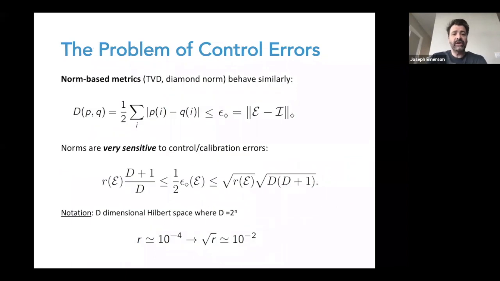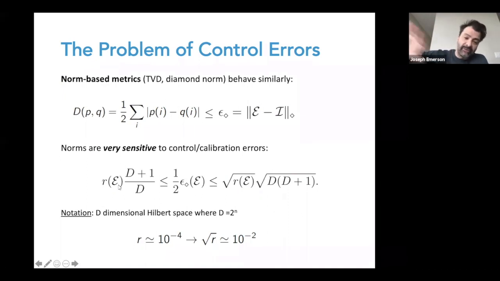The important story here is that control errors are much more problematic than I think most people realize. The reason is that norm-based measures of error, such as the diamond norm and the total variational distance, which ultimately tell you how well your algorithm ran, are very sensitive to control errors. You can upper and lower bound the diamond norm and the total variational distance by the numbers you measure via randomized benchmarking.